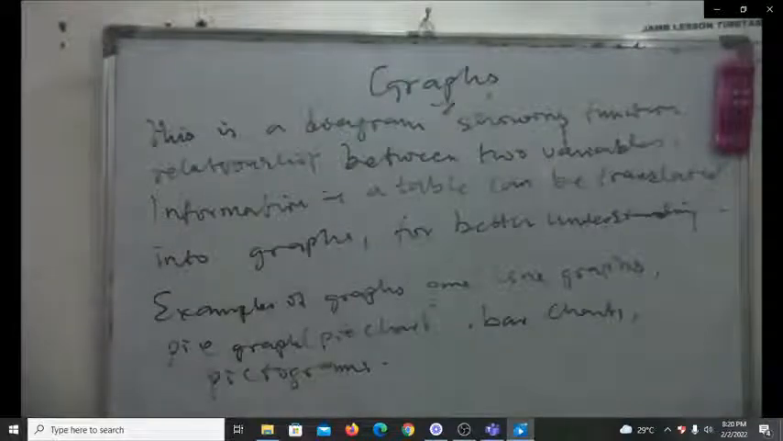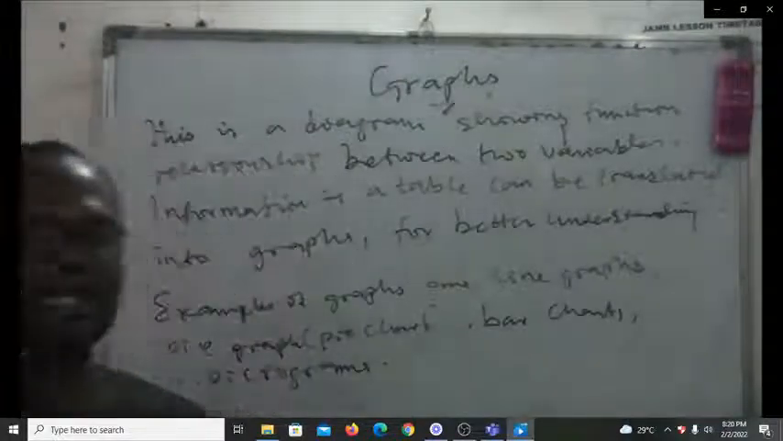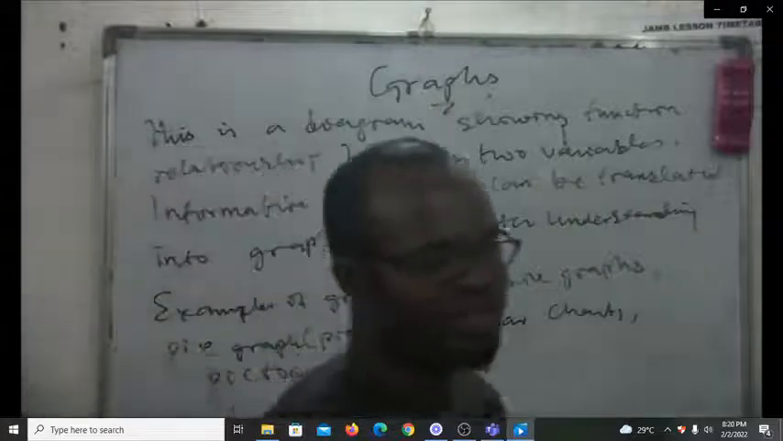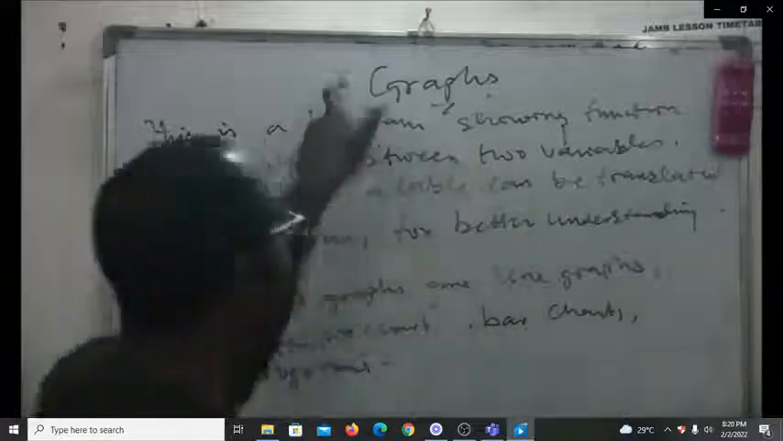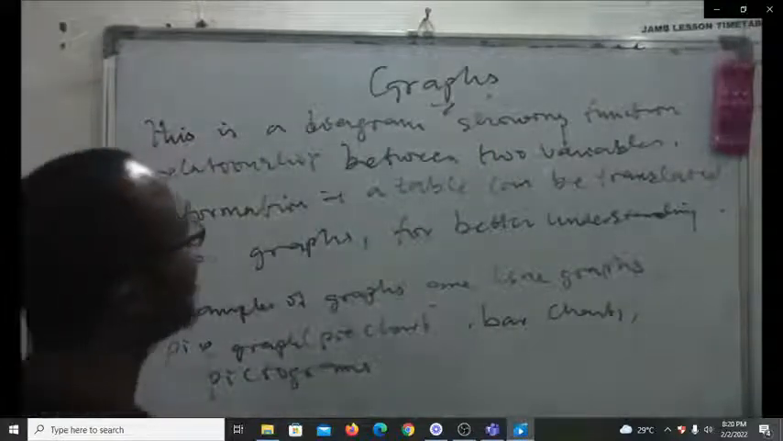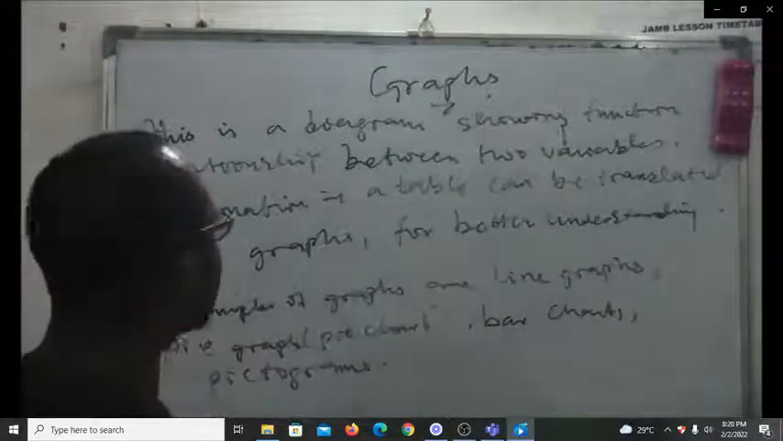Graphs. Look at another tool known as graph. What is a graph? This is a diagram showing functional relationship. Today we are going to look at another basic economic tool. The first basic economic tool that we looked at is the table. Now we are going to look at another tool that we can use in doing economic analysis, and that is graphs. What are graphs?